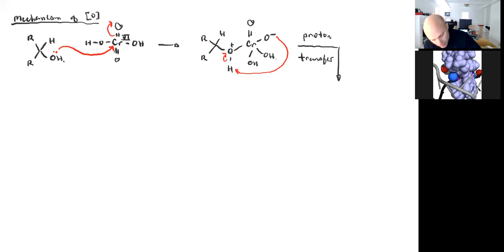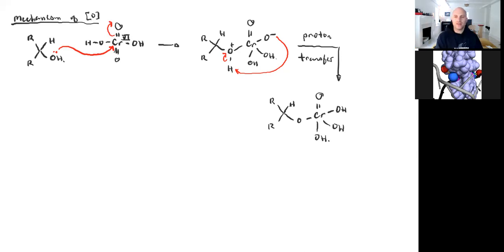Okay, and so what you then form is this intermediate here. And this has a specific name. This is known as a chromate ester. And if we think about oxidation states, nothing has changed yet. We still have chromium-6, and I haven't oxidized my molecule at all.